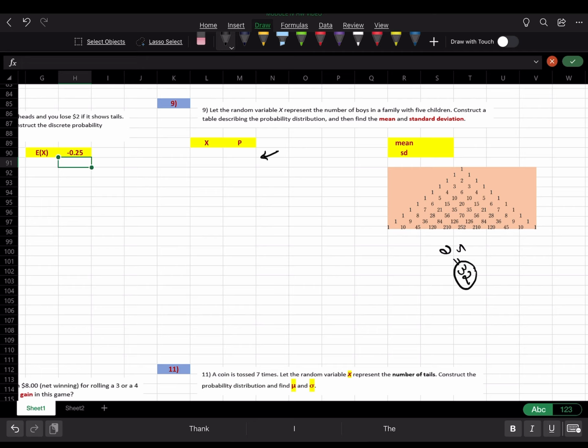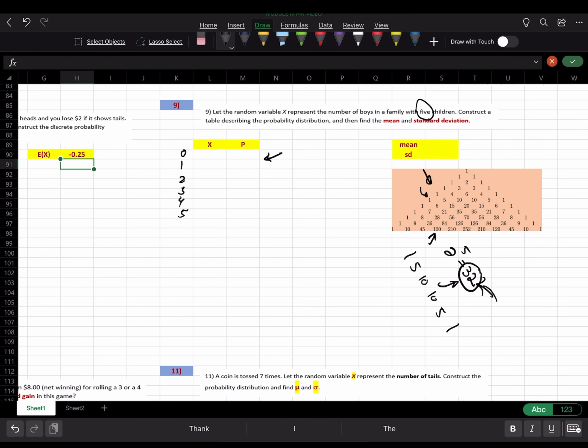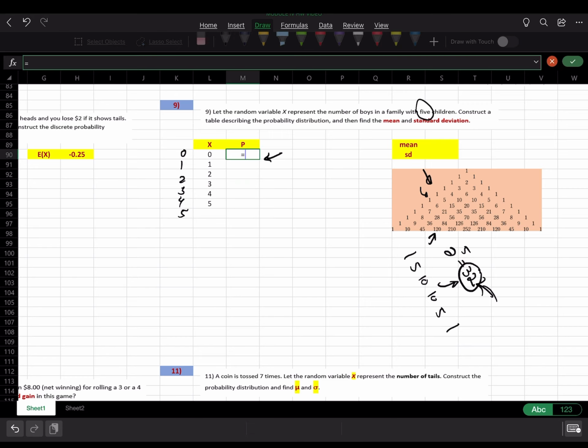And I know my value is 5 children, so it's 0, 1, 2, 3, 4, 5. So those are my values for x. And my probabilities, I know the denominators are all 32. And since it says 5 children, I go to the row after the one that starts with a 5. It's right here. So it's 1, 5, 10, 10, 5, 1. You see how easy it is when this is in front of your eyes and you know the total number of outcomes? That's it, and those are your probabilities. So let's construct it. 0, 1, 2, 3, 4, 5. The probability for 0 is this first number divided by the total.